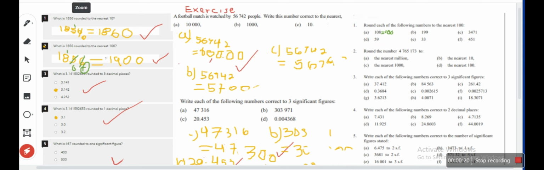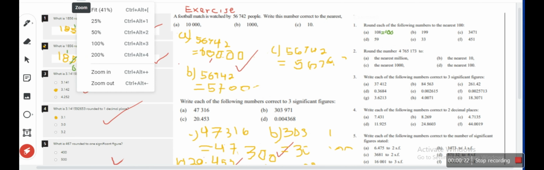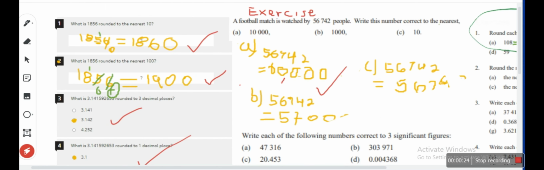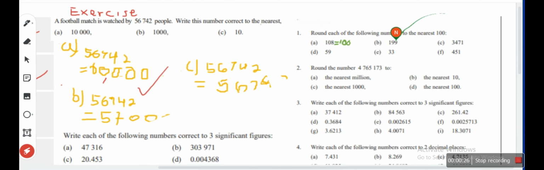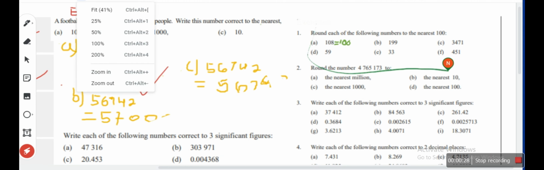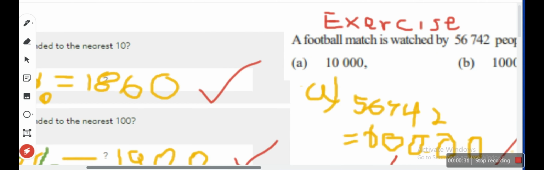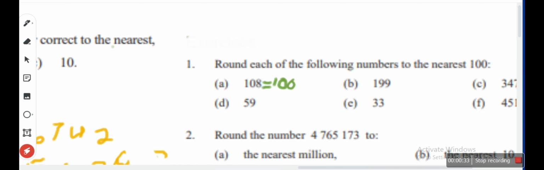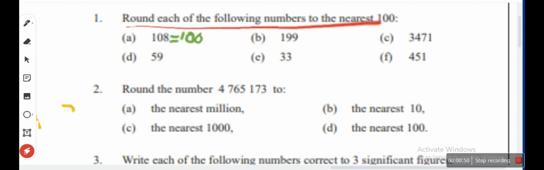Let me zoom in from my end. Just a moment. Can even make it 200. Okay, this is better.